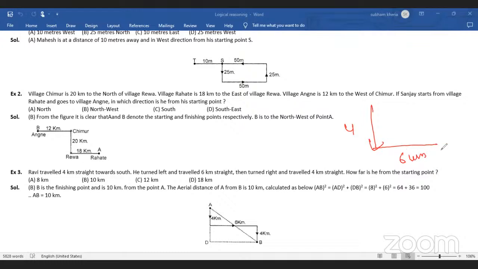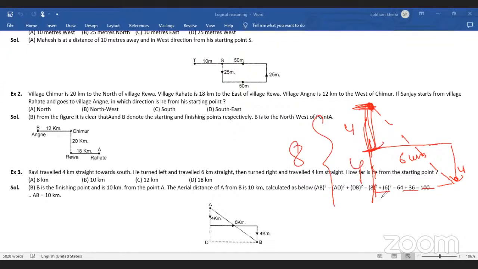Then turned right. If you're going east, what is your right? Again south. And traveled for 4 more kilometers. That means this is his initial, this is final. He has to go here. If you can see now, can I form a right angle triangle using lines like this, dashes? This is 4 and this is 4. So total, this will be 8. And this is how much? This forms a rectangle. So this is 6.